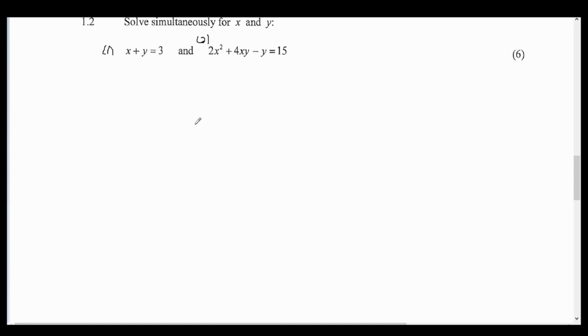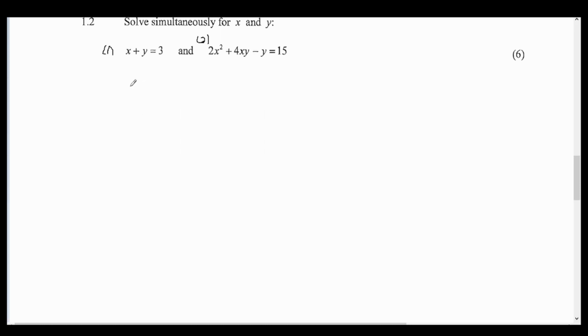My recommendation for most questions, but more specifically for simultaneous equations, is to write out what you are doing. Make it explicit to your marker what you are doing. So now that we labeled this equation 1 and this equation 2, we can even make an equation 3 by making x or y the subject of the formula.